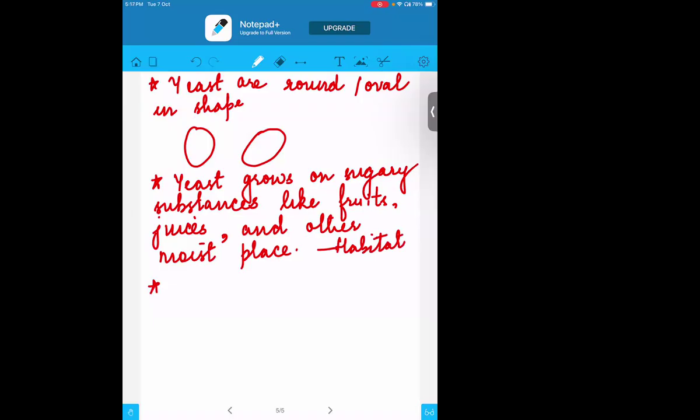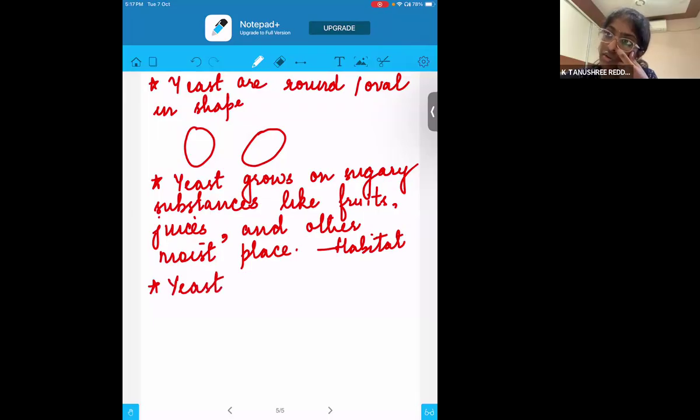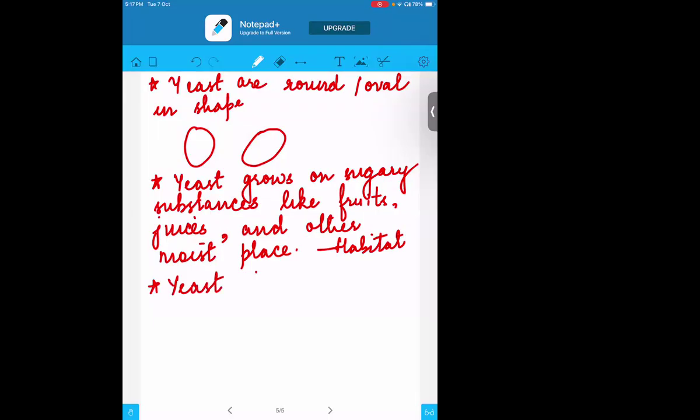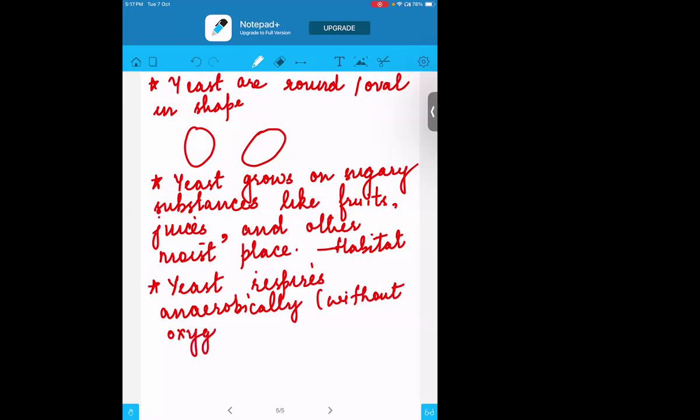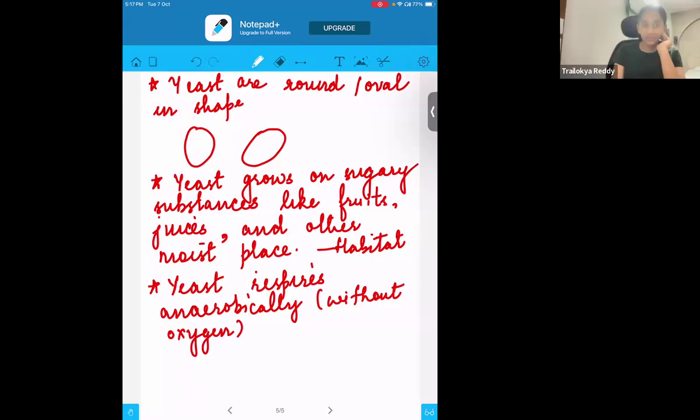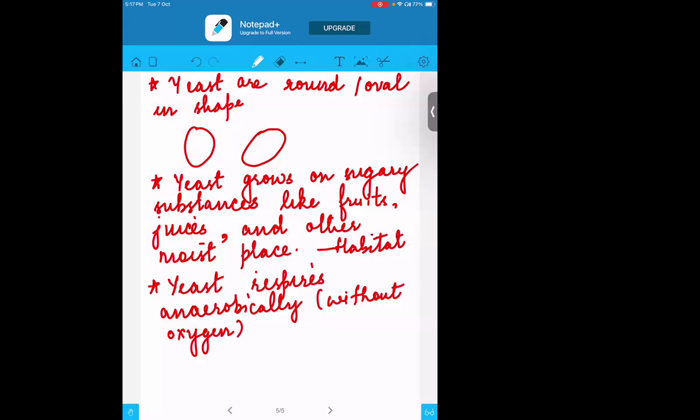The next point is, those who have completed the respiration chapter might know what kind of respiration they do. The anaerobic respiration. Correct. So yeast basically respire anaerobically. It means to breathe, they do not need oxygen. So without oxygen, they respire. Clear? Yes, ma'am.